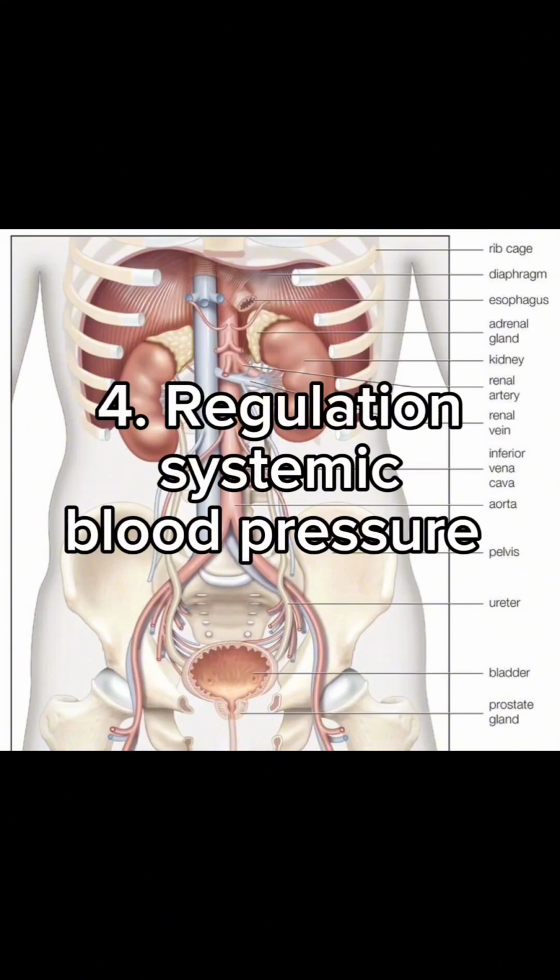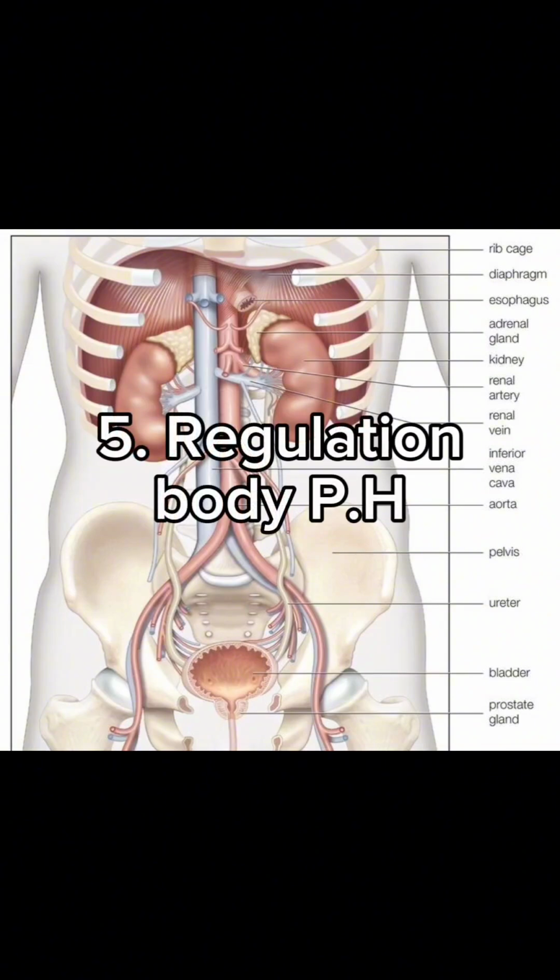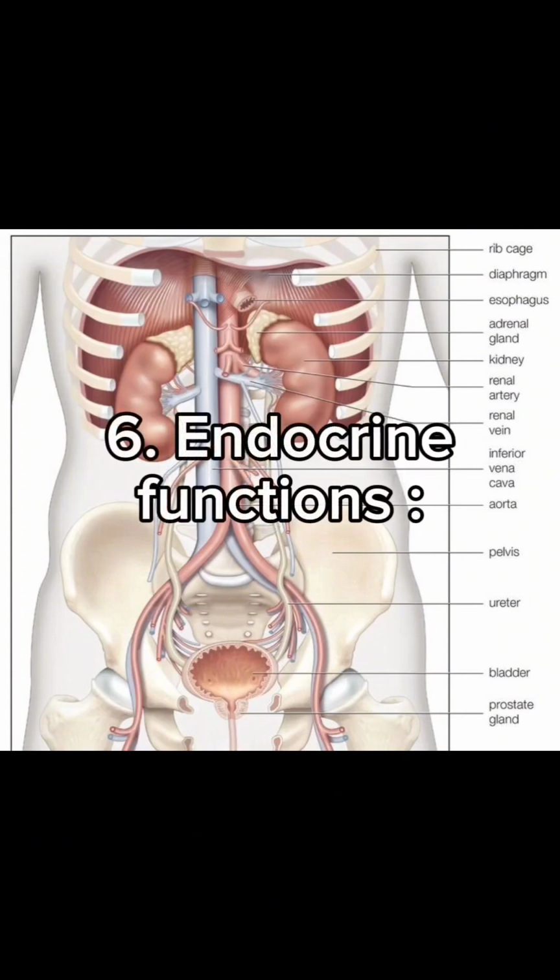Regulation of systemic blood pressure. The kidney cells are sensitive to pressure changes. Some kidney cells produce an enzyme we call renin, which is crucial for blood pressure control. pH regulation, and the kidneys regulate the acid-base balance, and we're going to have a separate video about the acid-base balance. And last but not least, the endocrine functions of the kidneys.